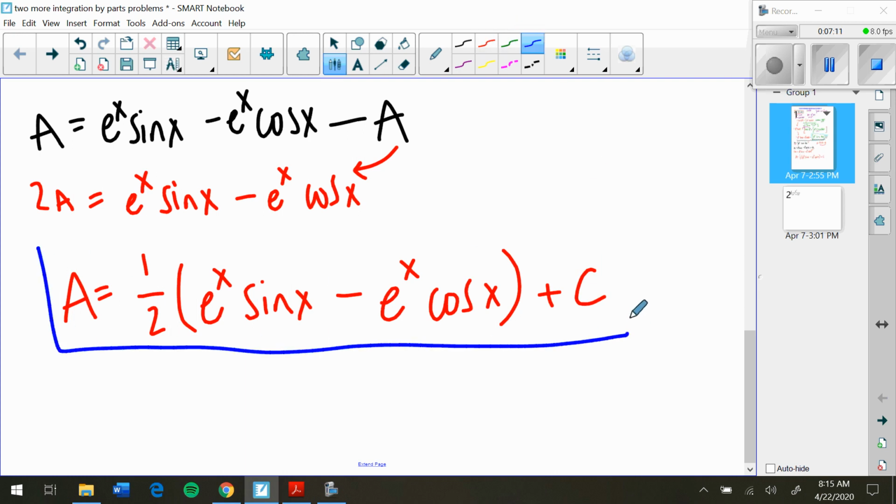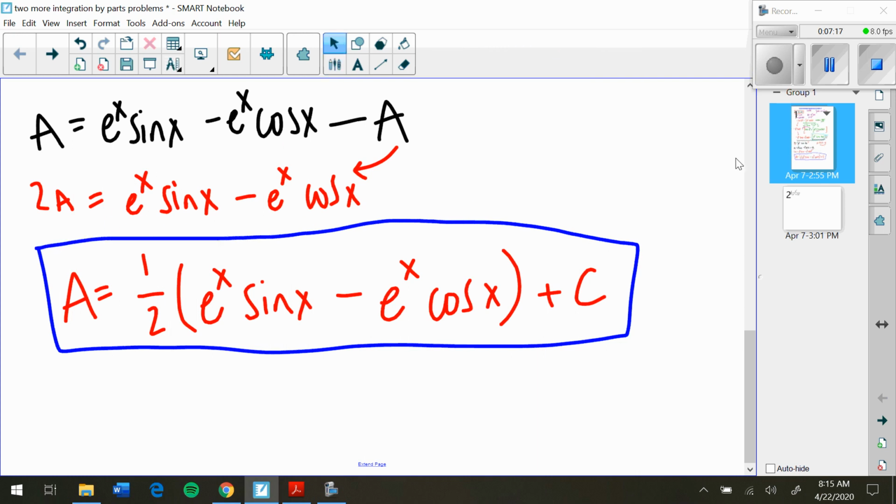Remember, dividing by 2 is the same as multiplying by 1/2. That's why I wrote it like that. It just looks a little nicer. And we've got our answer.